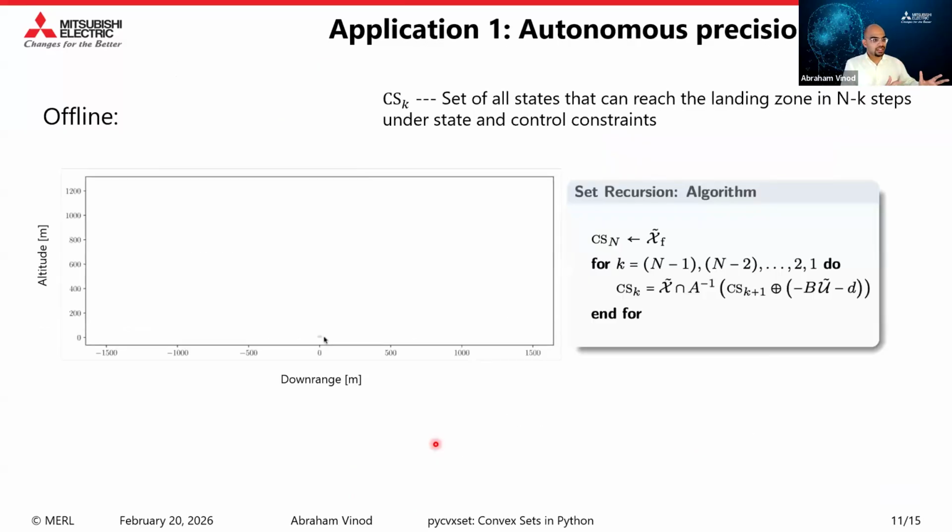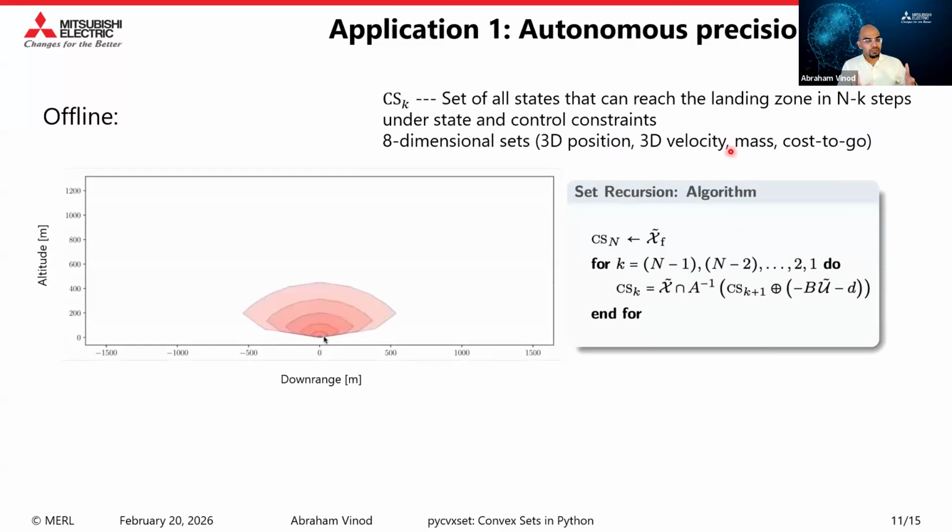So on the sets, we'll be considering an offline and an online stage, where in the offline stage, I'll be defining a sort of set called controllable sets, which are the set of all states from which we can reach the landing zone at the origin under the state and control constraints. So these are the set recursions, which are well known in the control literature. And it turns out to be these 8-dimensional sets. They involve position, velocity, mass, and cost-to-go.